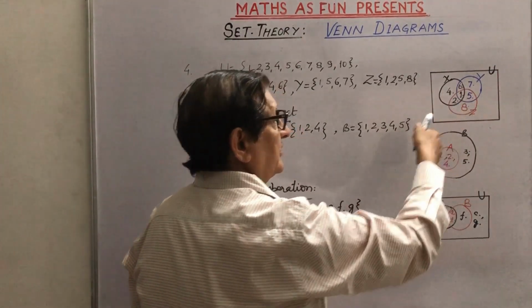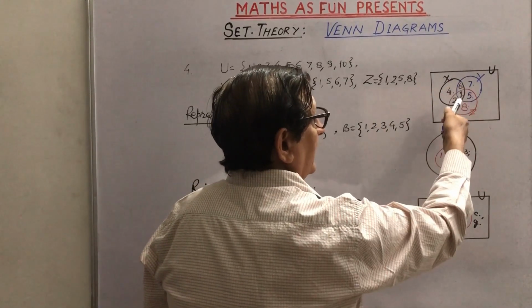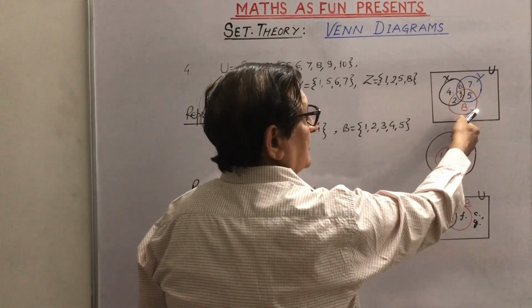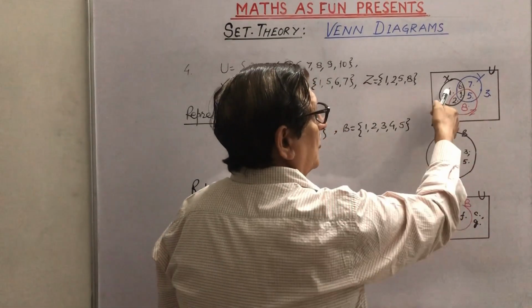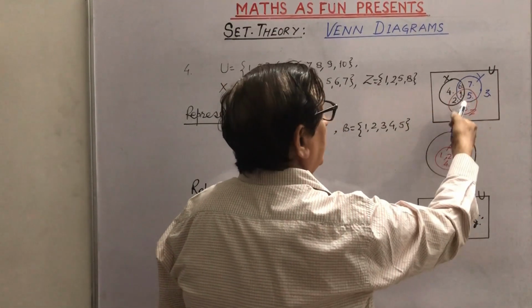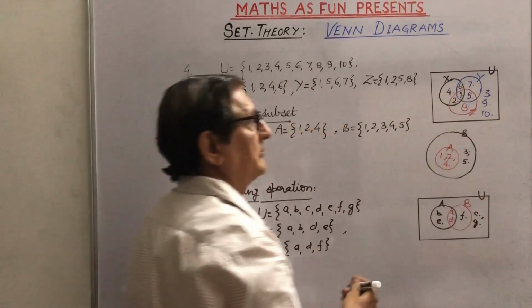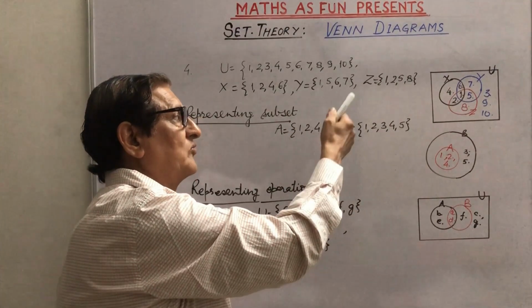Likewise, we can represent all the elements of X, Y and Z in this. The remaining elements of the universal set, like here 1, 2, 3 has not come, 4, 5, 6, 7, 8, 9 and 10. So these are the elements coming to the area of the universal set other than X, Y, Z.